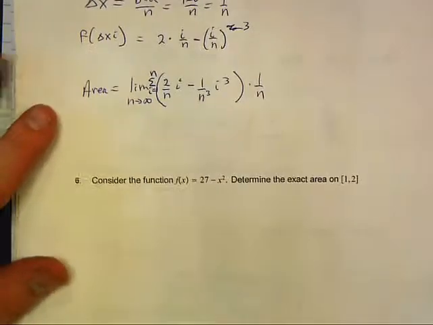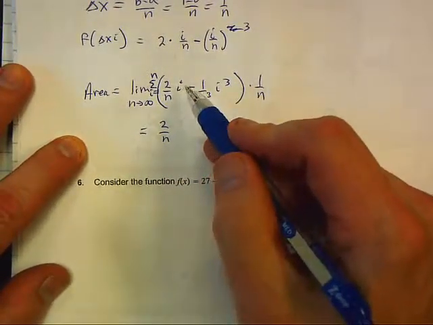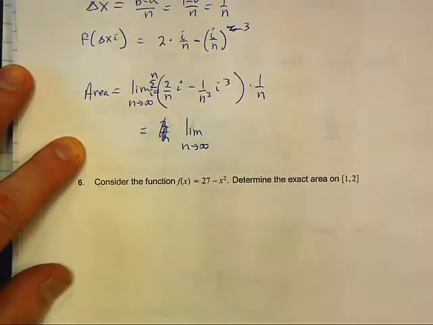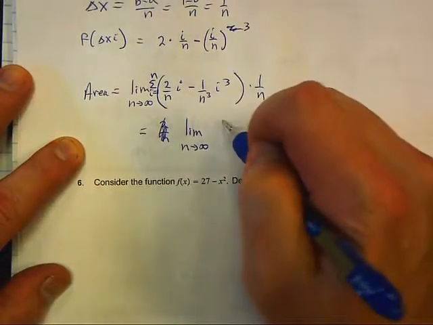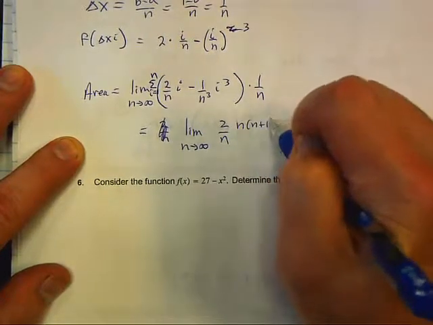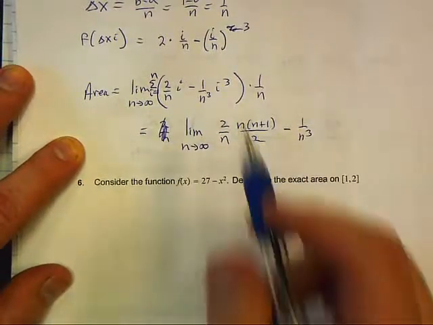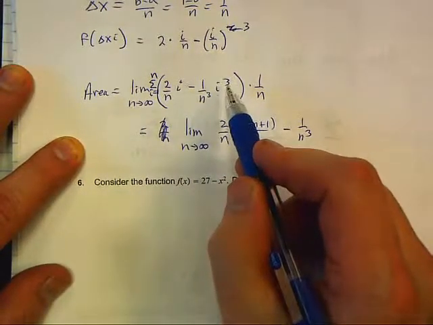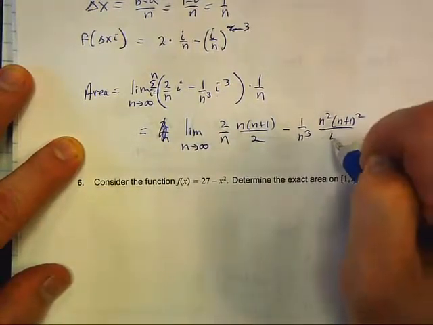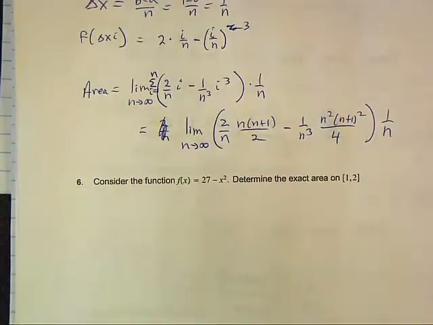I use my summation formulas. I'm going to have 2 over n. I use my summation formula for i. Oops, I forgot the limit as n goes to infinity. I haven't done that yet. Limit as n goes to infinity, 2 over n. My summation formula for the i's is n times n plus 1 over 2. Minus 1 over n cubed. My summation formula for the i cubes is n squared, n plus 1 squared over 4, and then this whole thing gets multiplied by 1 over n.